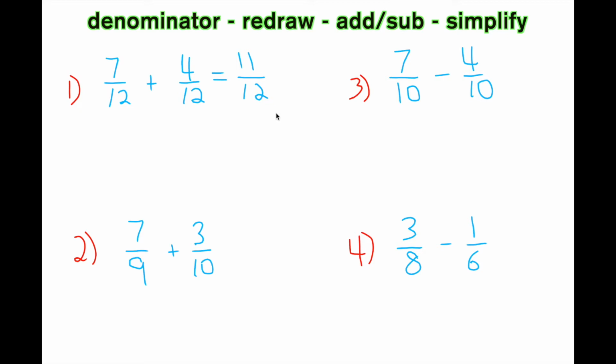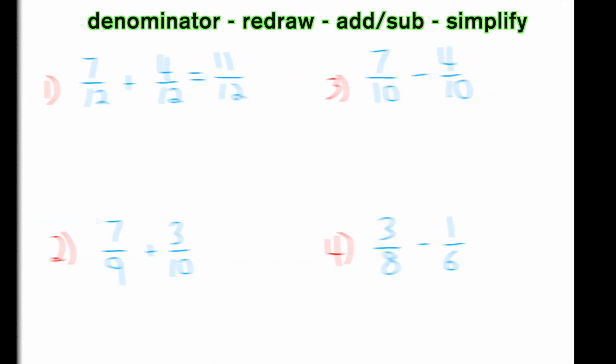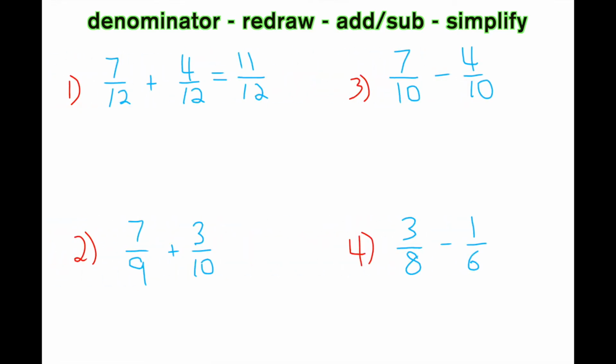That one was pretty simple. Let's go to number 2. In number 2, we're adding fractions again. Step number 1, find a common denominator. We've got 7/9 plus 3/10. The first fraction, 7/9, has a 9 as a denominator, and the second fraction, 3/10, has a 10 as a denominator. Those, of course, are not common, and they need to be the same.